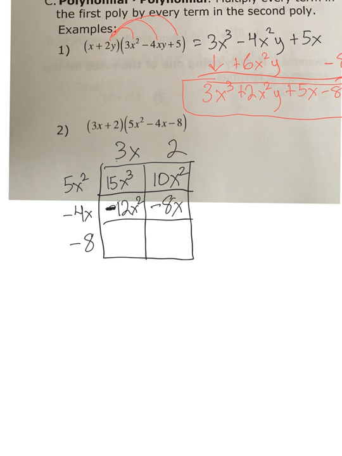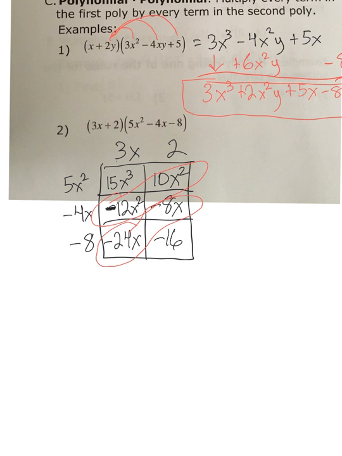Negative 8x. All right. Then we have 3x and negative 8. So what do we end up with there? Negative 24x. Awesome. And last, we have 2 and negative 8. Negative 16. I'll tell you why I like this box. Because usually it means I'm going to get a present. But otherwise, what do you notice about these two and these two right here? They're like terms. It kind of keeps things organized. Then I don't have to go hunting for all the like terms.